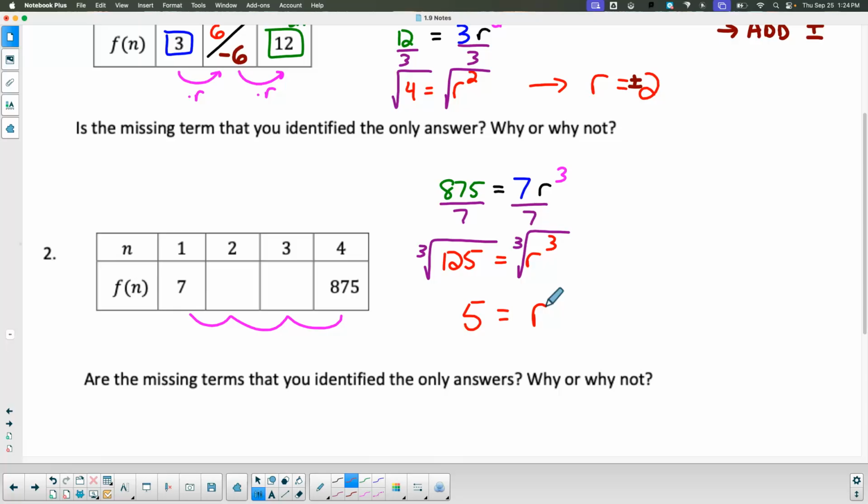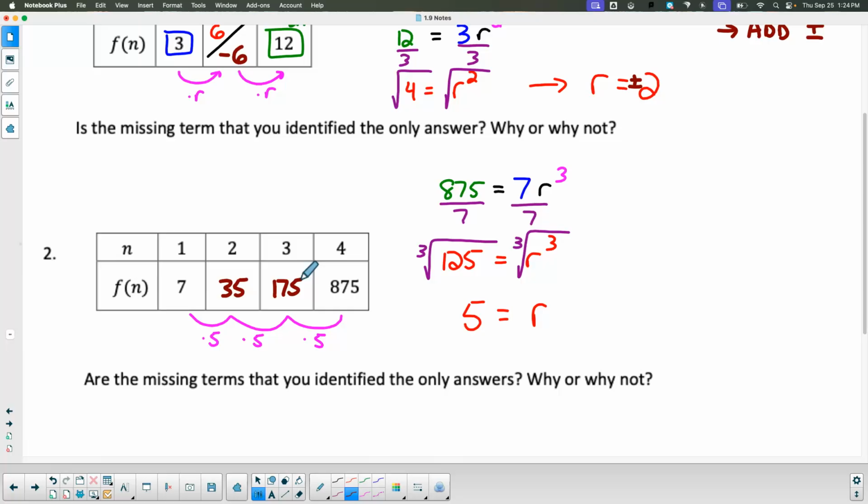Okay. Is it an even root? Did we take an even root? No, because we took the third root. Third is an odd number, so that means that there's only one, so we can multiply by 5. So what is 7 times 5? 35. What is 35 times 5? 175. What is 175 times 5? 875, so it worked out all the way through. That last one's a kicker to make sure you did it right. With me?